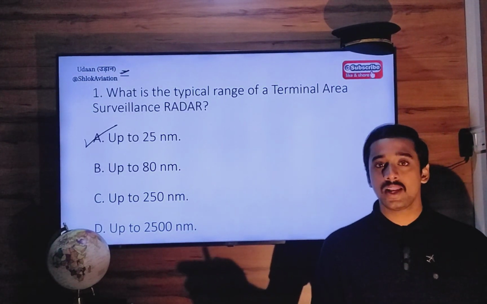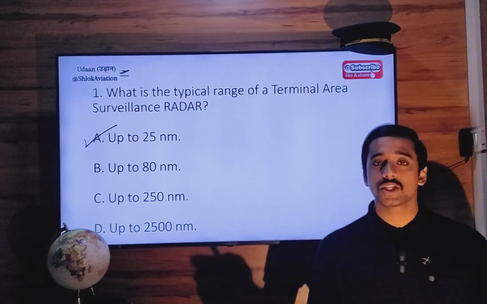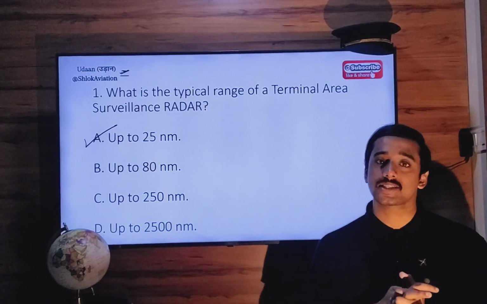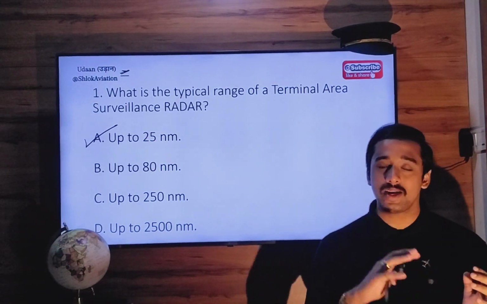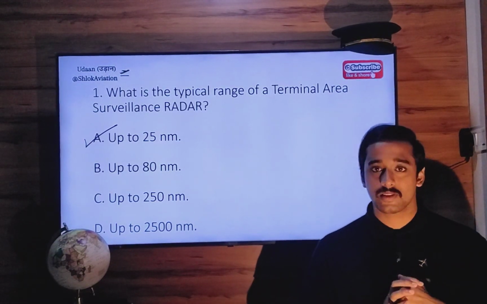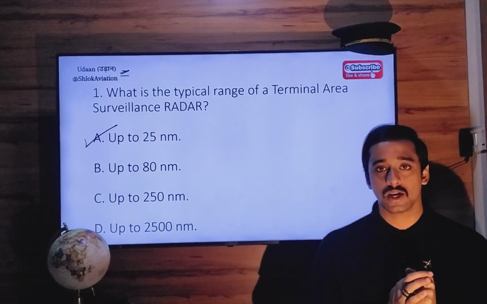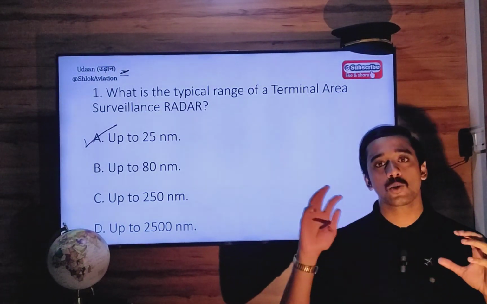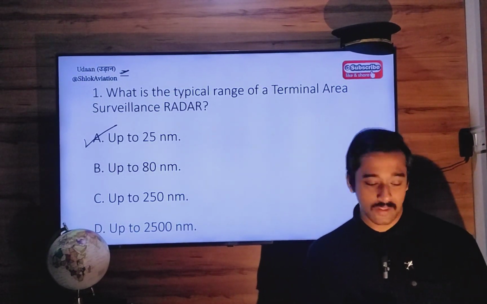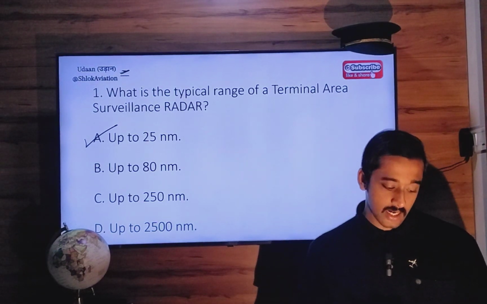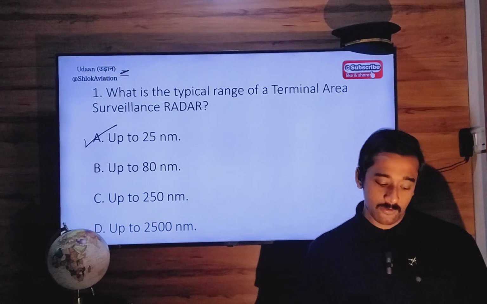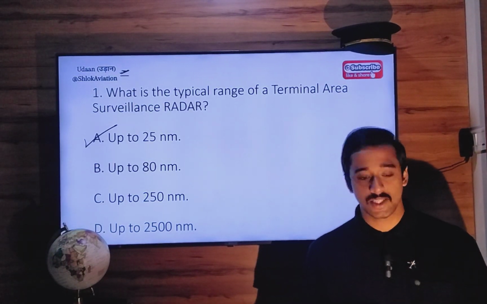Terminal area is that airspace which is a confluence or intersection of many airways originating from the airport environment and transitioning all aircraft from the airport environment to the area, whatever area you are flying in. So the terminal area falls in between the airport and the cruise portion, which happens mostly under supervision of area controllers. So terminal area radar will operate up to 25 nautical miles. Option Charlie, up to 250 nautical miles, belongs to area surveillance radar.